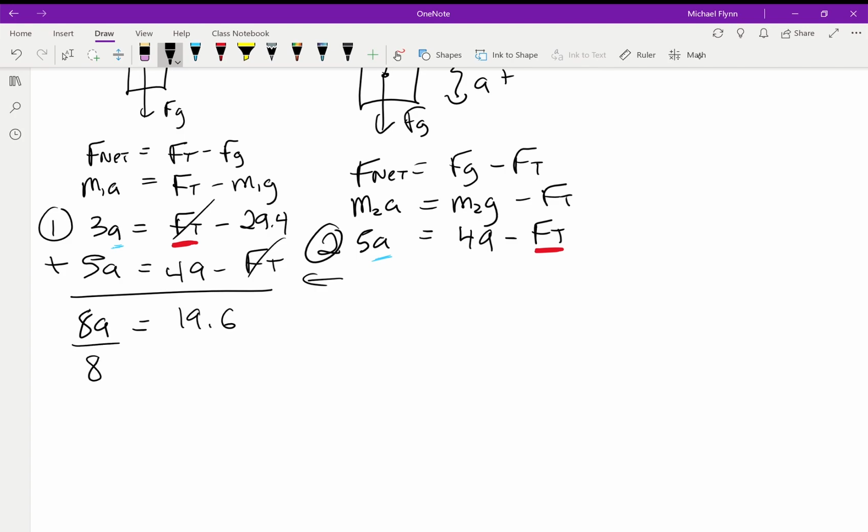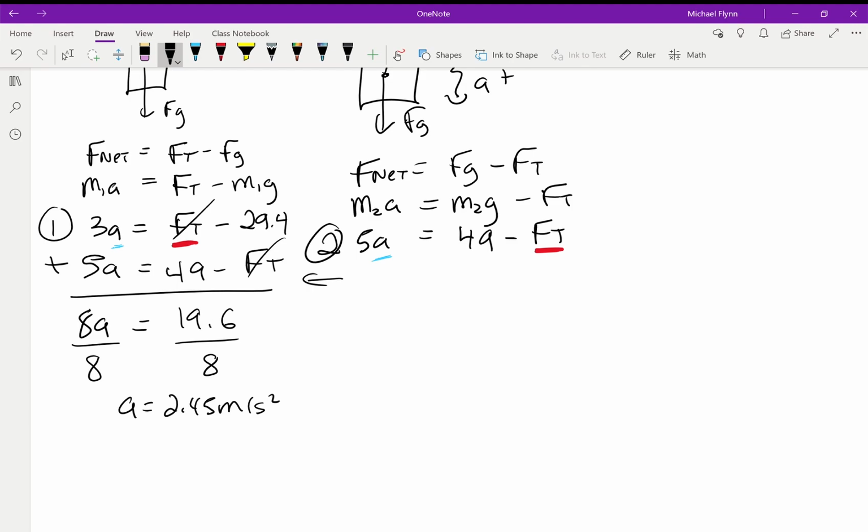So I get 19.6 like that. Divide both sides by 8. Okay, so I'm going to divide that number by 8, and I get 2.45 meters per second squared. Okay, so that's the acceleration.